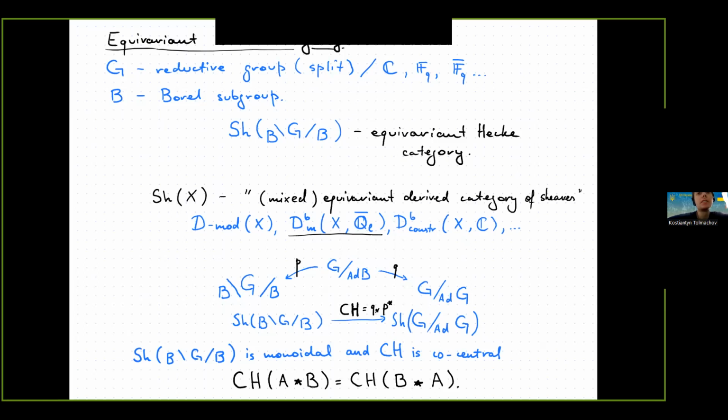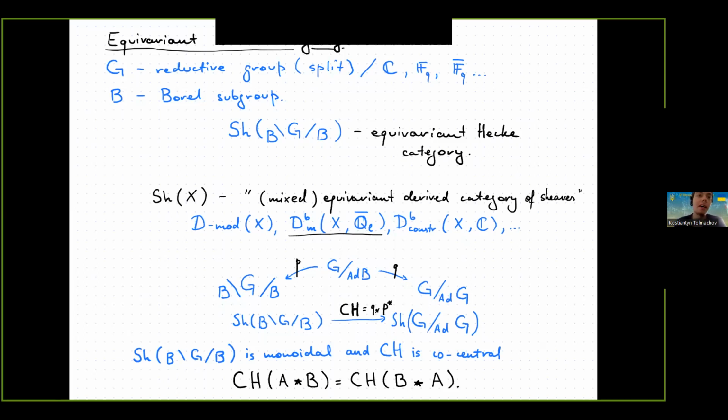So then B is its Borel subgroup. So this is the same in case of G equals GL_N, B is just the subgroup of upper triangular matrices. And so equivariant Hecke category is a certain category of sheaves on the double quotient stack B\G/B. Or you can say this is a category of equivariant sheaves on G, equivariant with respect to the group B squared, acting by multiplications on two sides.